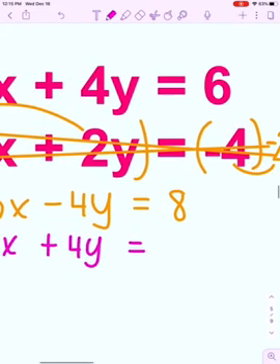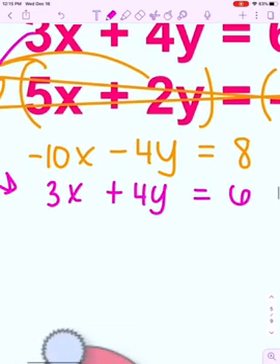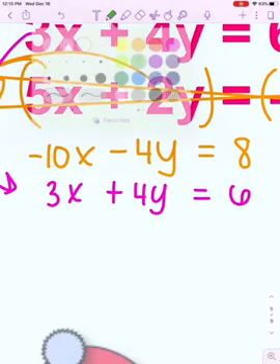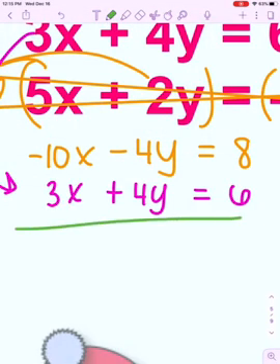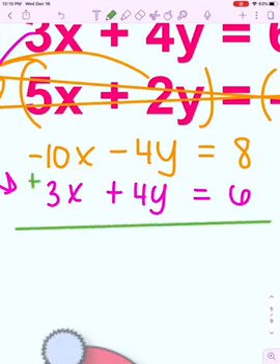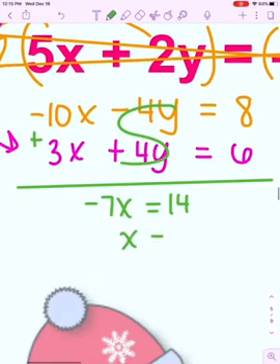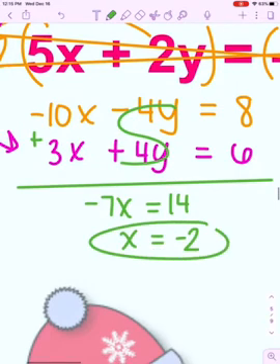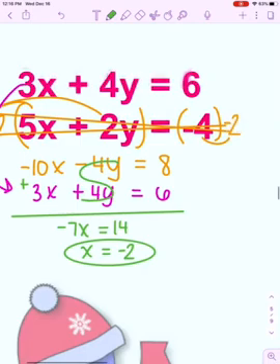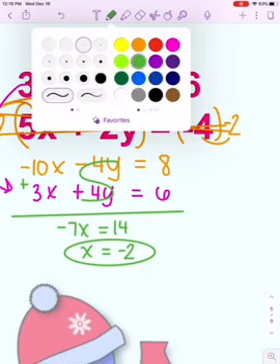So I have a 3x plus 4y equals 6. Okay? Now that I have all that done, I can now have matching numbers and opposite signs, so now I can add these together. So -10x plus 3x is -7x. -4y plus 4y cancels, and 8 plus 6 is 14. So divide by -7, and that gives you that x is -2.